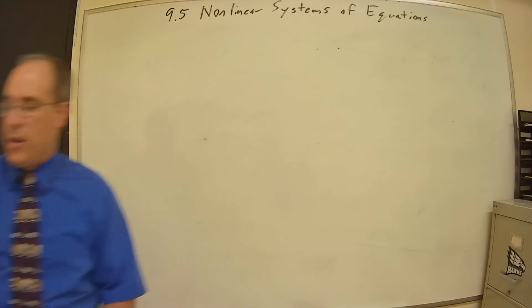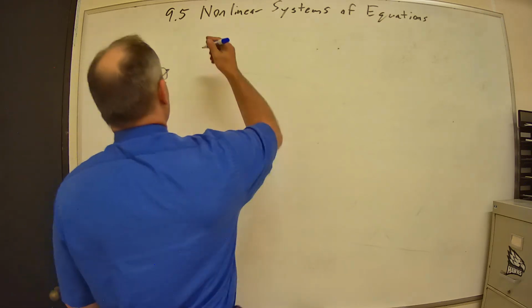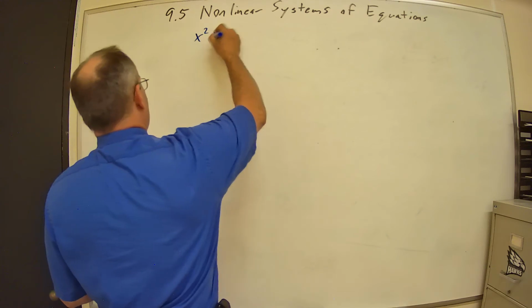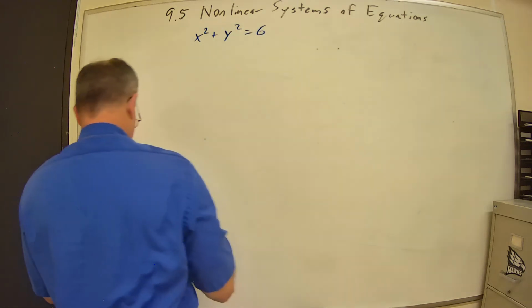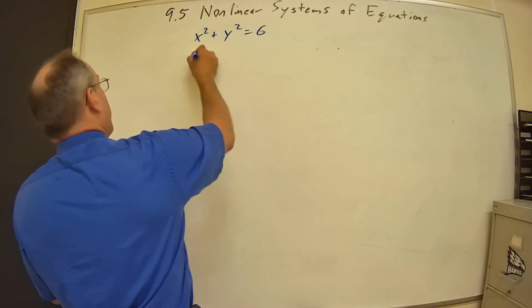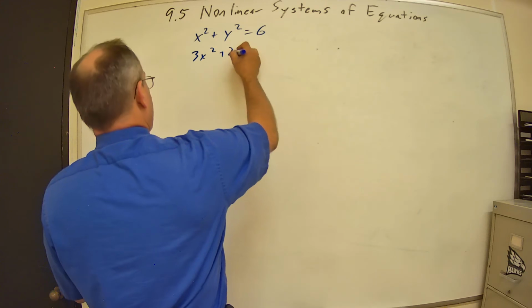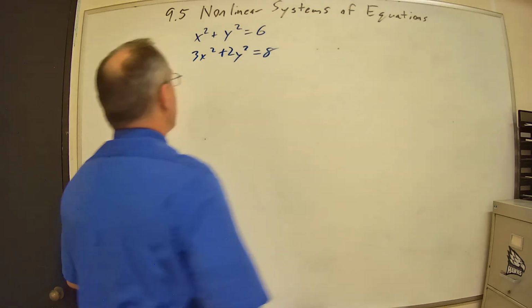So now I'm going to look at another problem. And this one's going to get just a little more interesting. So let's say I have x squared plus y squared is equal to 6, and 3x squared plus 2y squared is equal to 8.